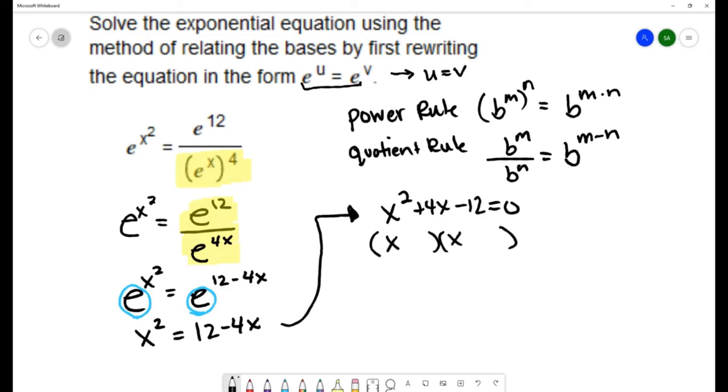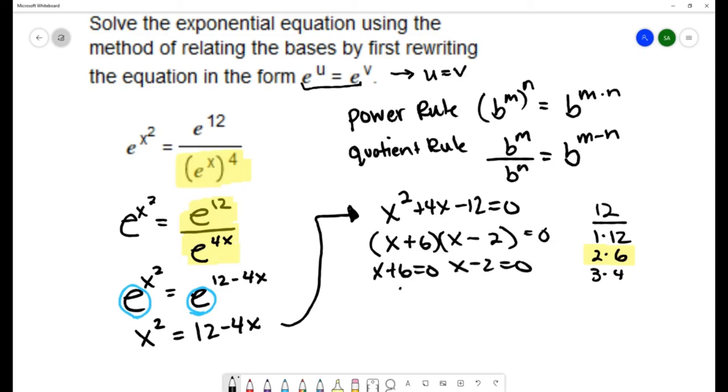Okay, so our factors of 12 are 1 and 12, 2 and 6, 3 and 4. 2 and 6 might work. Let's try that. So we can have a 6 and a 2, and we would need the 6 to be positive and the 2 to be negative for it to factor properly. We're going to set each factor equal to 0, and that will give x equals negative 6 and x equals 2 as the solutions to our exponential equation.